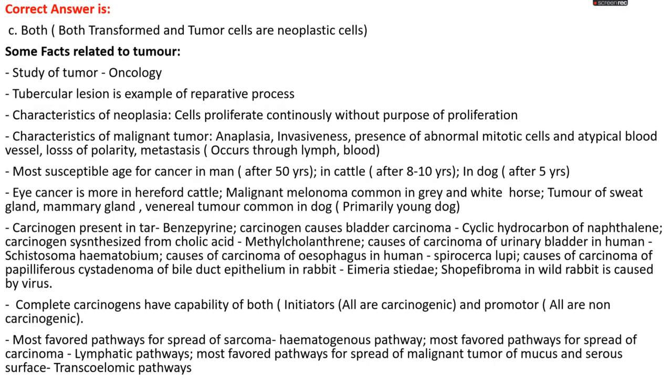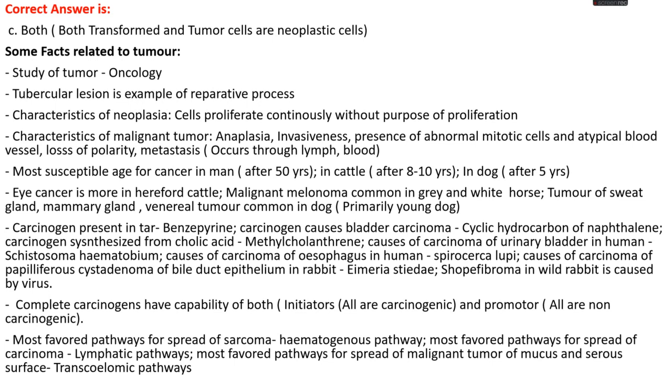The most susceptible age for cancer in men is after 50 years. In cattle, it is after 8 to 10 years, and in dogs it is after 5 years. Eye cancer is more common in the Hereford breed of cattle. Malignant melanoma, a cancer of the skin, is more commonly seen in gray and white colored horses. Tumors of sweat glands, mammary glands, and venereal tumors are common in dogs, primarily seen in young dogs as compared to old dogs.